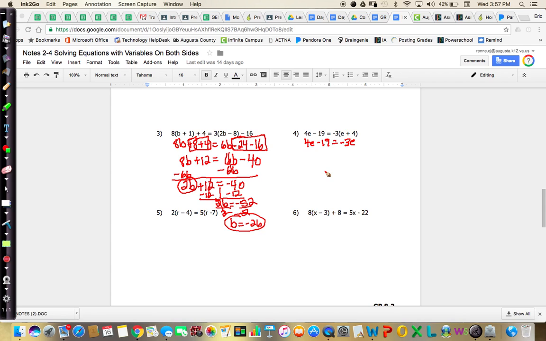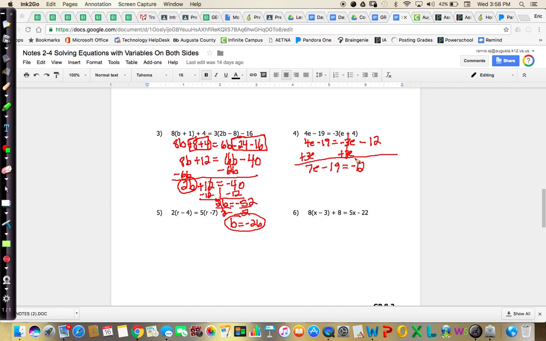But plus negative 12 just doesn't look right. So instead of writing plus negative 12, I know that when I'm adding a negative, it's the same as subtracting a positive. So I'm going to write minus 12. Okay, now I'm going to move negative 3e. So I want to cancel that out from this side and move it to this side. So these are going to cancel. And 4 plus 3e is 7e minus 19 equals negative 12.